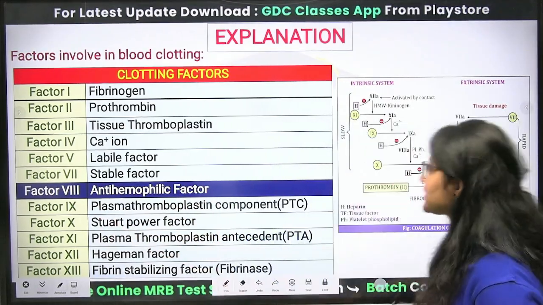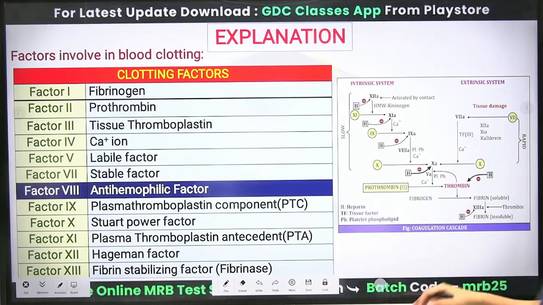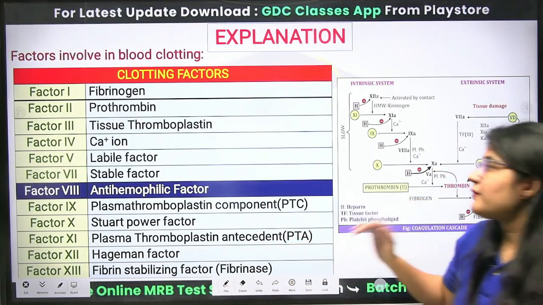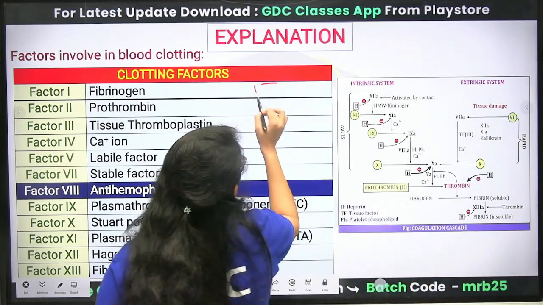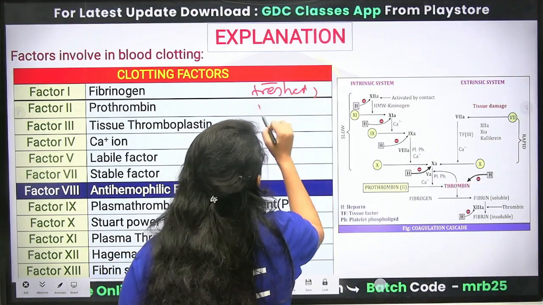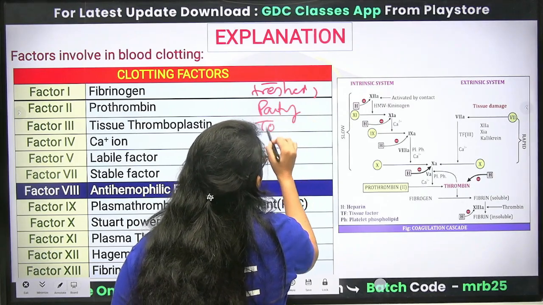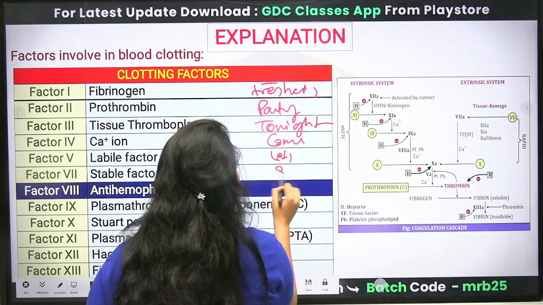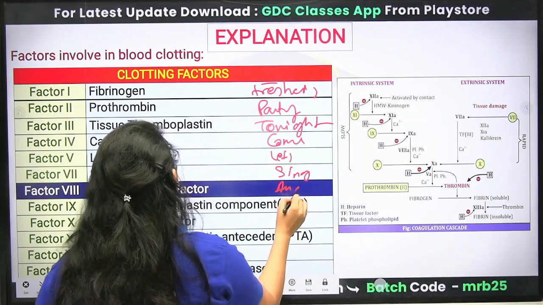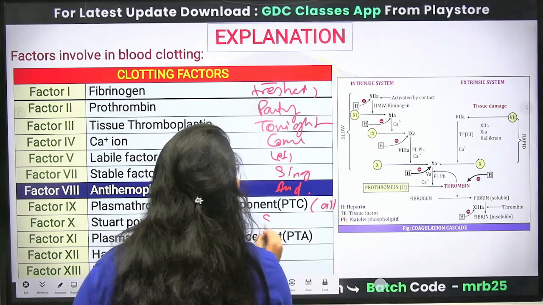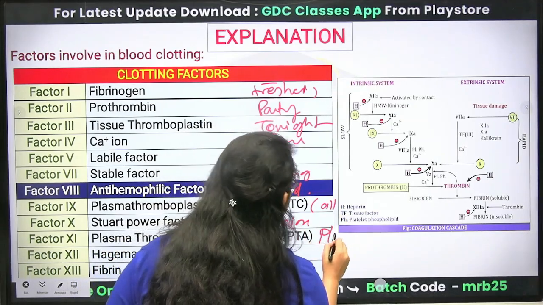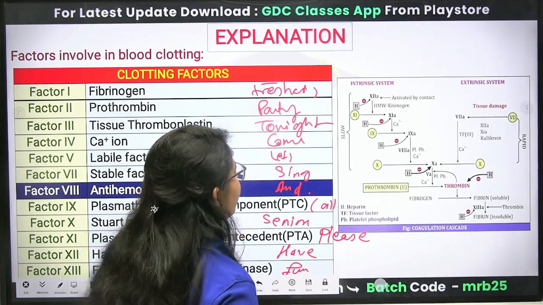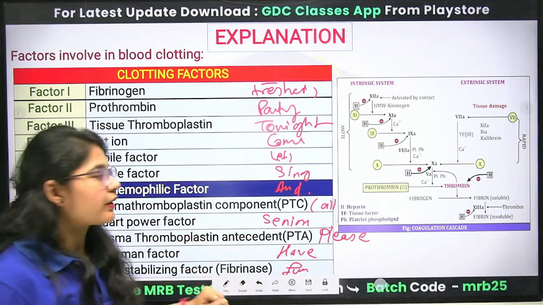Now let me tell you a small trick for how you can remember the sequence of these clotting factors. The very familiar trick is: Freshers party tonight, come, let's sing and call seniors, please have fun. So this is the trick by which you can remember the sequence of these clotting factors.